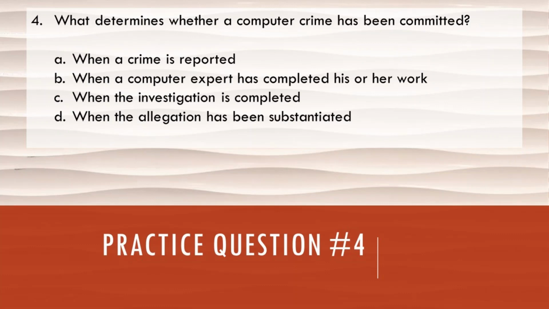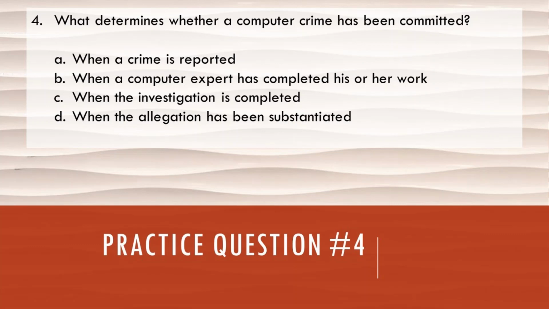Number 4, what determines whether a computer crime has been committed? A, when a crime is reported. B, when a computer expert has completed his or her work. C, when the investigation is completed. Or D, when the allegation has been substantiated. So we're looking for the option that shows when a computer crime has been committed.